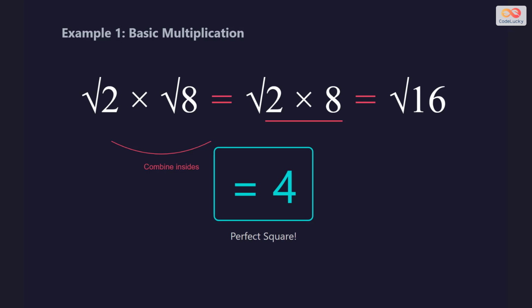Let's try a basic example. The square root of 2 times the square root of 8. Following our rule, we multiply 2 and 8 together inside the radical. This gives us the square root of 16. Since 16 is a perfect square, our final answer simplifies to 4.